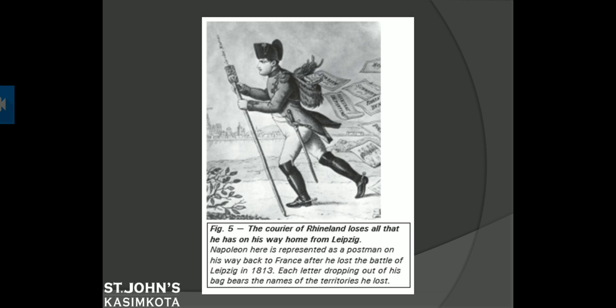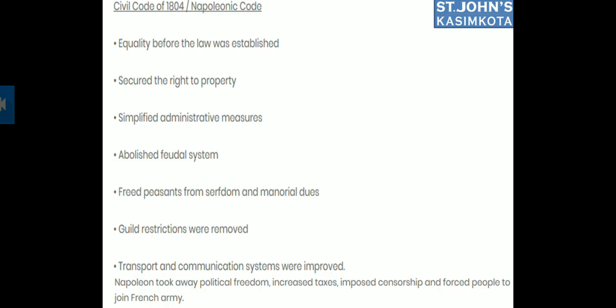So the courier of Rhineland loses all that he had on the way home from Leipzig. Napoleon here is represented as a postman on his way back to France after he lost the Battle of Leipzig in 1813. Each letter dropping out of the bag bears the names of the territories which Napoleon had lost. So we are going to see about the Civil Code of 1804, otherwise called the Napoleonic Code.